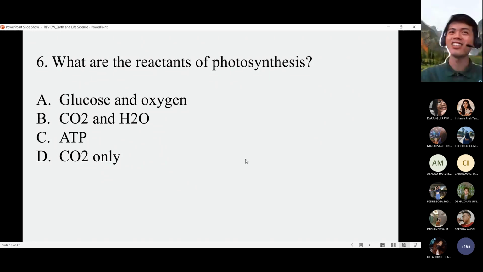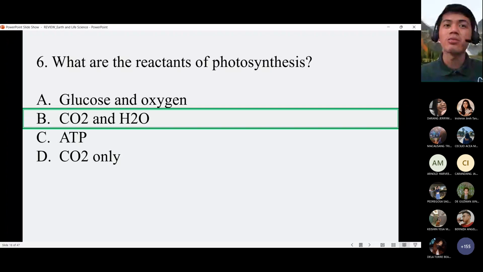Okay, the correct answer here, the reactants. Take note, whenever we have chemical equations, there is always a reactant and product. So that's letter B, carbon dioxide and water. That's the raw materials or the reactants of photosynthesis.